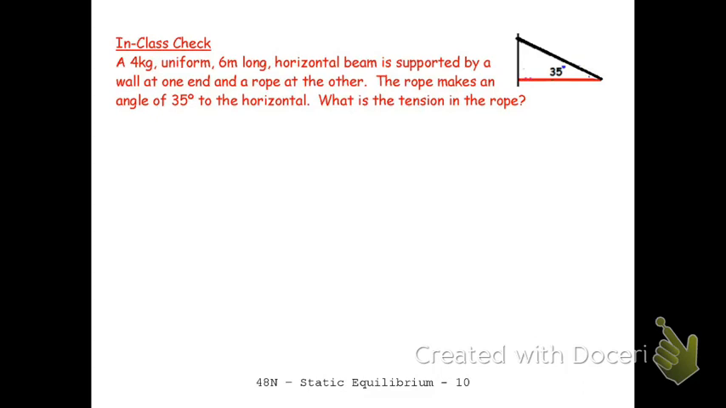This next one, a 4 kilogram uniform, 6 meter long, horizontal beam. If you like, I'm going to do that as 6 meters. The rope makes an angle of 35 degrees with the horizontal. What's the tension in the rope? Where did that come from?